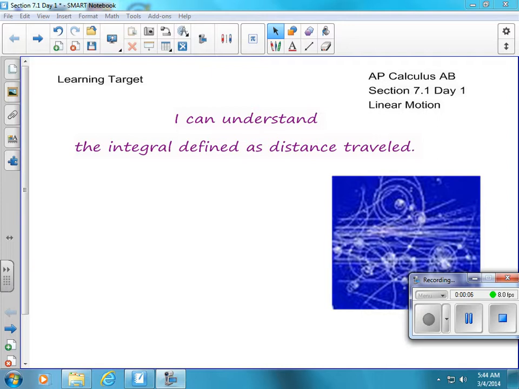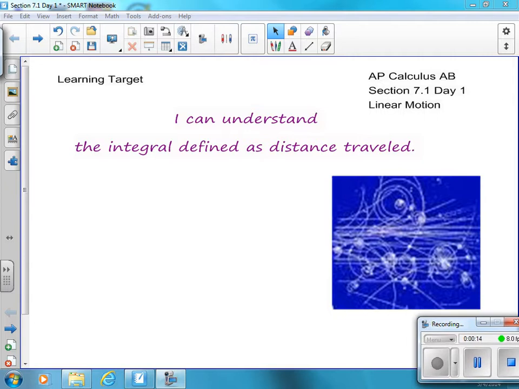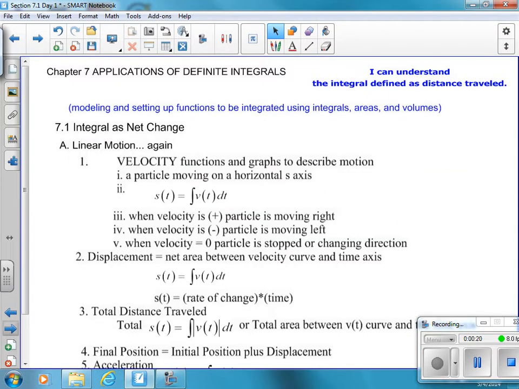We're only going to do 3 sections in this chapter, 1, 2, and 3. The first part is about distance and linear motion and understanding how integrals and derivatives work in that. A lot of these things you have already seen, but we're going to bring it all together today, and this is very often seen on the AP test.